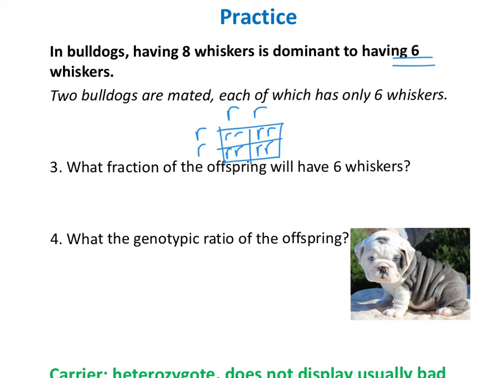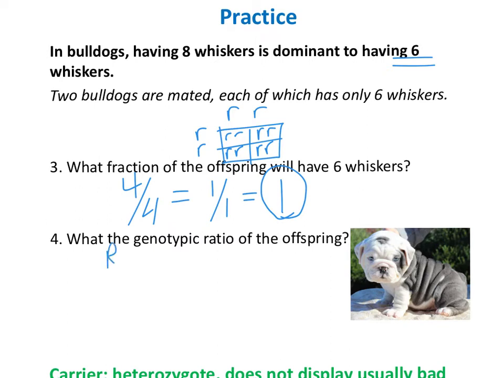So question 3, what fraction will have 6 whiskers? That is 4 out of 4. I can divide both 4s by 4, so I can simplify that to 1 out of 1. I can simplify that further to 1. Answer is 1.